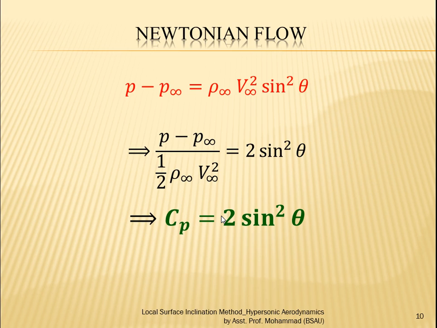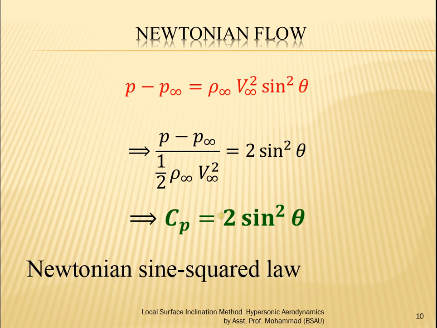So it becomes completely free of the Mach number. Just the inclination is required. What is going to be the local deflection at the surface? That alone will give the idea about the coefficient of pressure. That's what it means actually. This law is actually also called the Newtonian sine squared law, and any flow which follows this we call Newtonian flow.